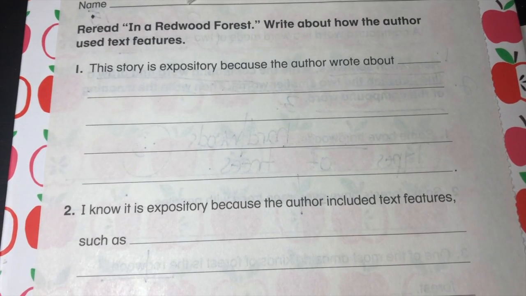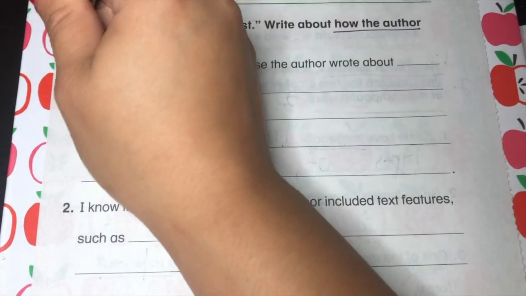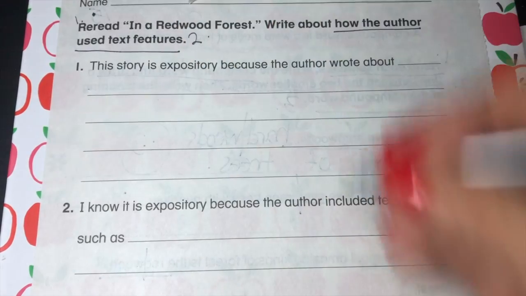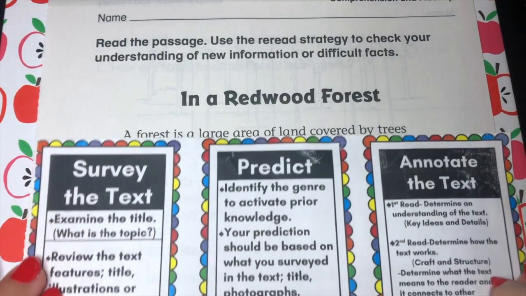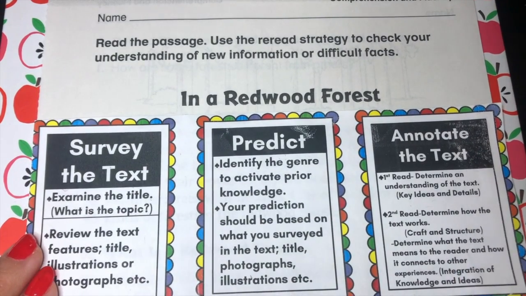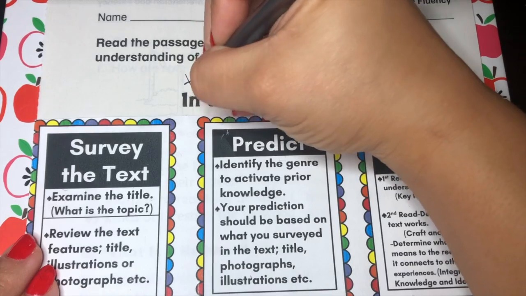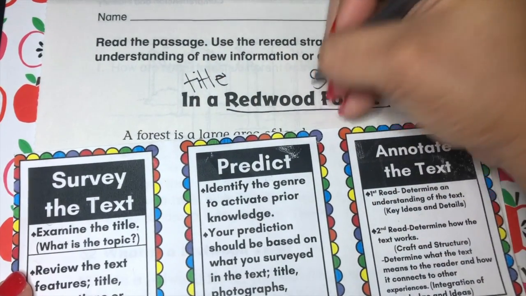Okay? Reread in a Redwood Forest. Write about how the author used text features. Okay? So now we're going to read all together. All right. So based on the title, In a Redwood Forest, I would write title. I already know the setting in that title.